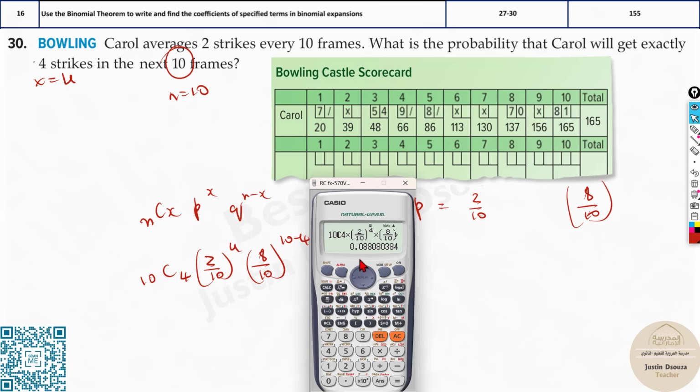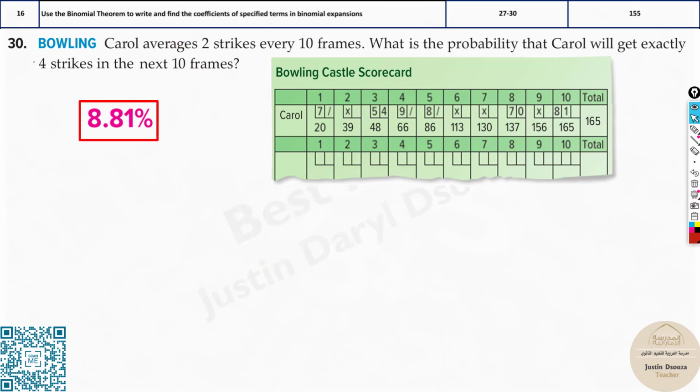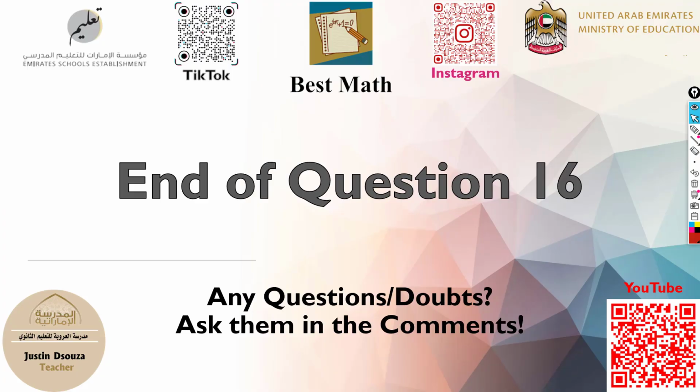The answer is 0.0888, or you can take this to the other side, it will be 8.8%. They have written it in percent, so I'll just multiply this by 100. So it's 8.808, so it'll be 8.81%. So that's how we solve these. They're all pretty straightforward if you remember the formula, and that's it. That's the end of this question.